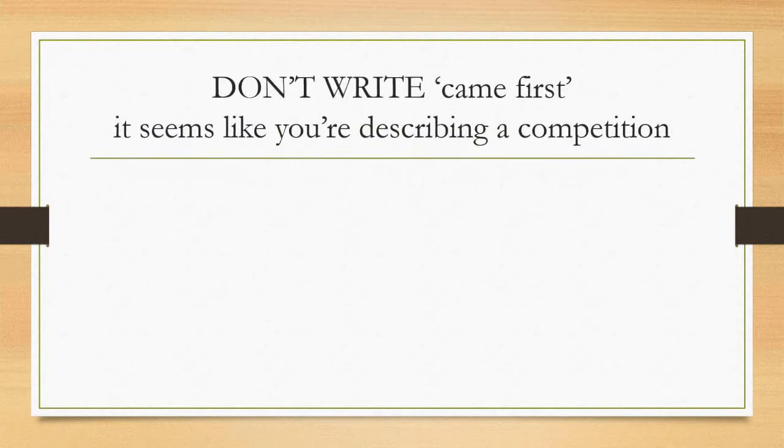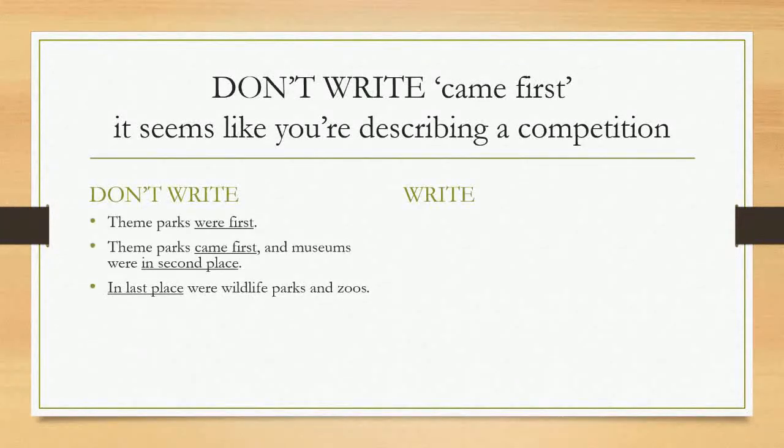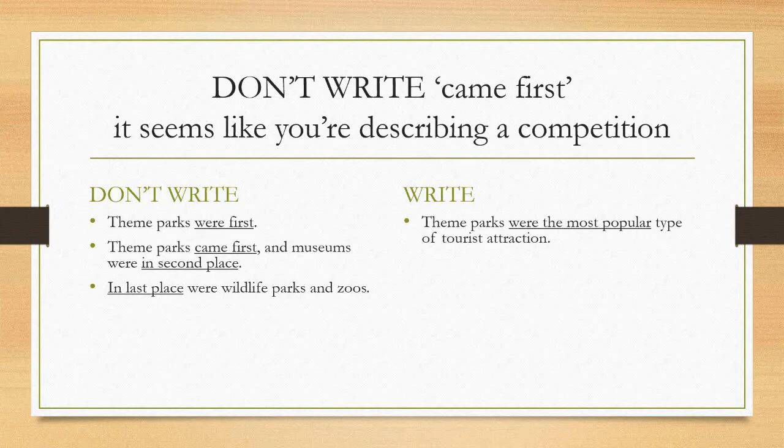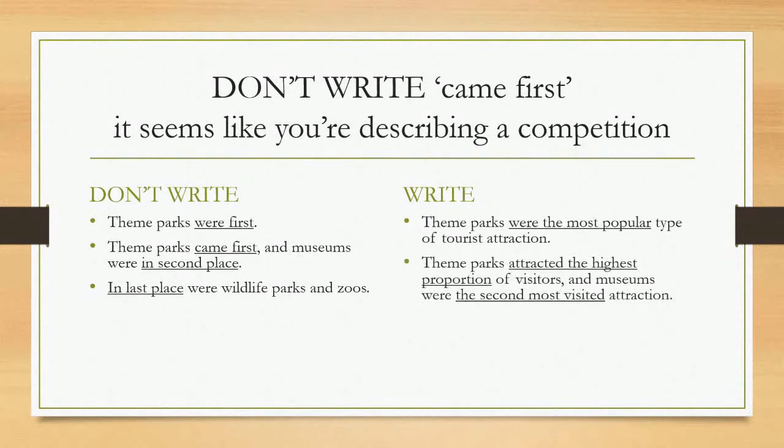And the next tip is don't write first, and then second, and next one. It seems like you're describing a competition. Check this one. If you write theme parks were first, and museums were in second place, and in last place were wildlife parks and zoos, don't you think it's like a competition? Compare it with this one.